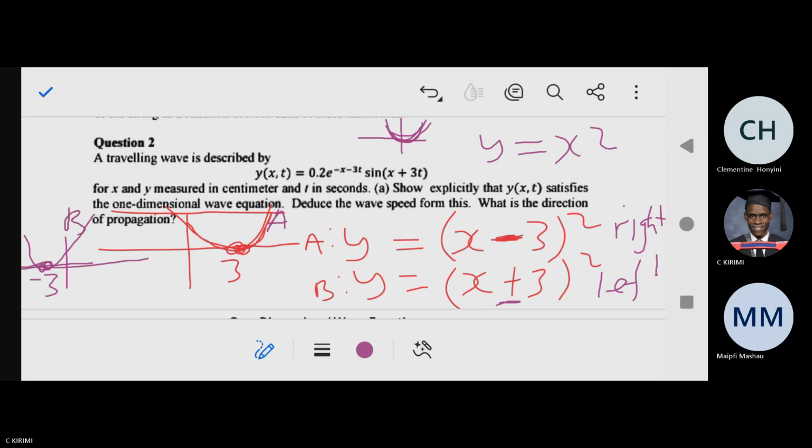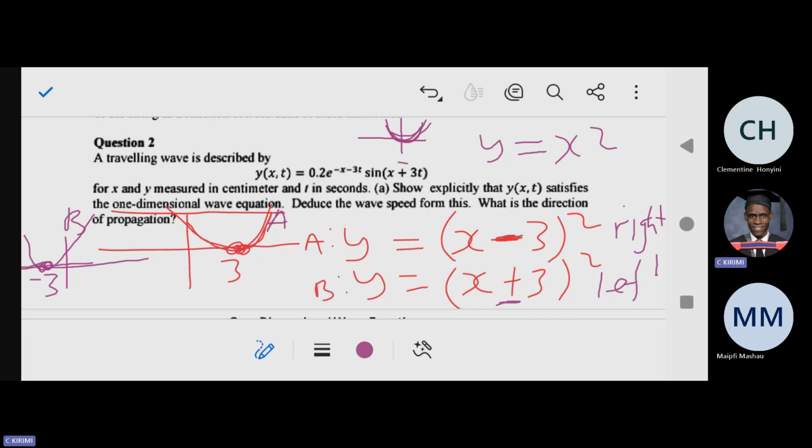So it applies also to sine. Sine (x plus 3t), which means you have shifted to the left. So this plus indicates the direction of propagation. It's towards the negative x direction. Okay, the plus. So we'll discuss that when you are answering.